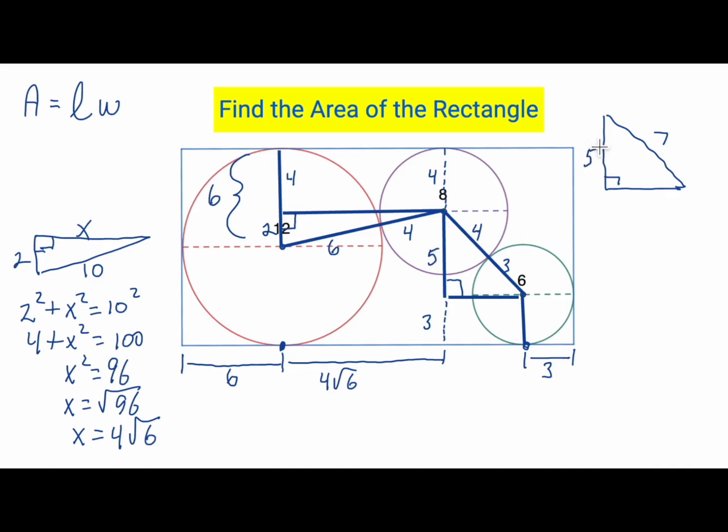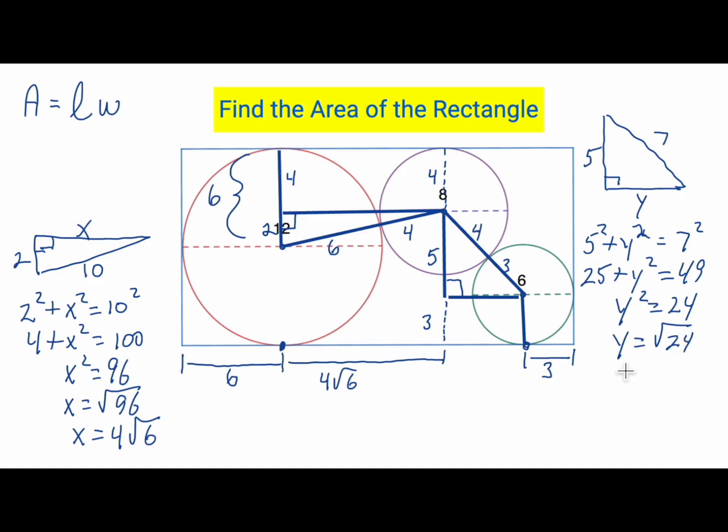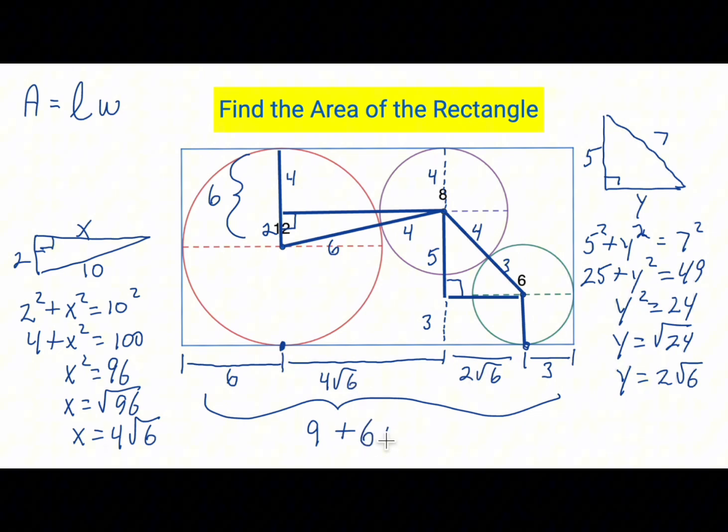So this is 5, and we have to now find the bottom here. So we're going to do 5 squared plus y squared equals 7 squared. 25 plus y squared equals 49. Y squared equals 24. Y is equal to the square root of 24. Y equals 2 root 6. So this part here is 2 root 6. So the whole length of the rectangle is going to be 6 plus 3, which is 9, plus 4 root 6, plus 2 root 6, which is 6 root 6.